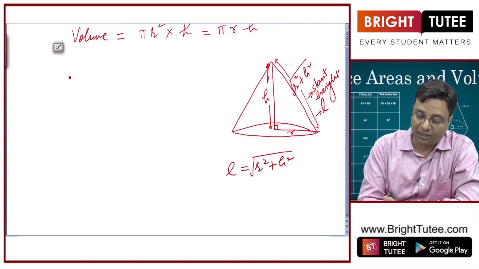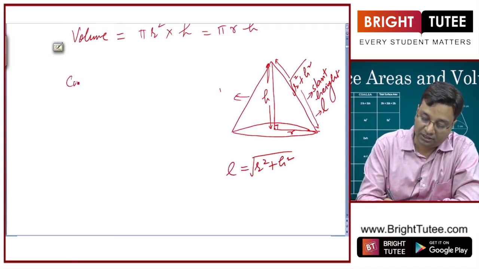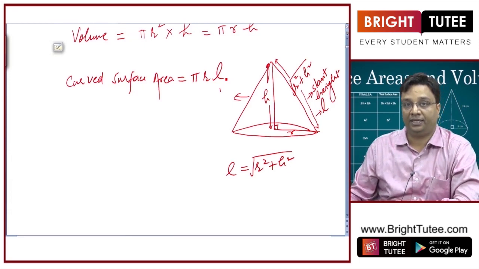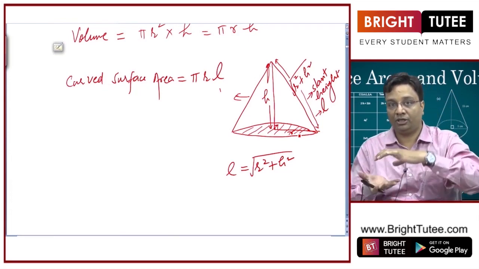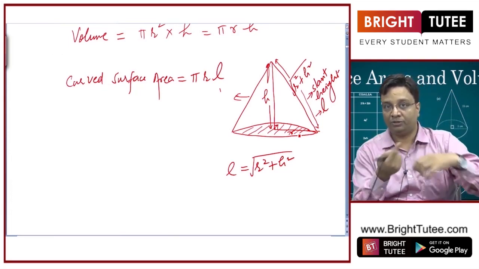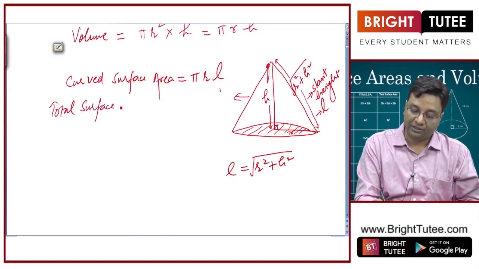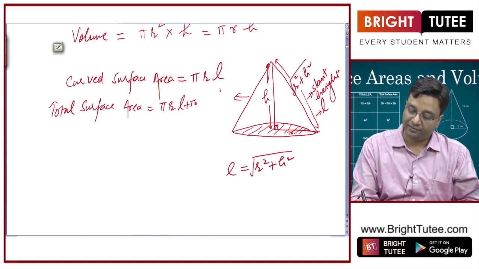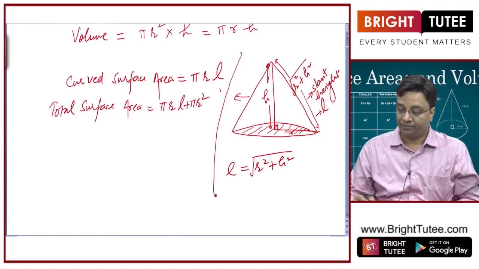So what were the formulas? If you talk about this curved surface area, this is equal to pi r L, right? And what is this area in the bottom? It is a circular portion, right? If you look at the cone, the bottom is circular. So if you need to find total surface area, you need to add pi r square in it. So this is the total surface area of a cone, right?